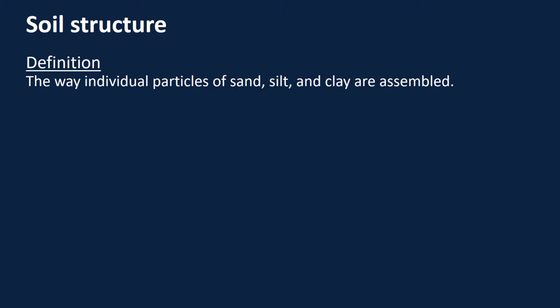So soil texture was the amount of sand, silt, and clay we had in the soil, and now soil structure is the way those individual particles of sand, silt, and clay are assembled together in a soil. If we start with the most basic structure of a soil, it's called single grain or almost structureless. So it almost looks like a sand pile. It's a single grain of each particle. And this is not what you want.